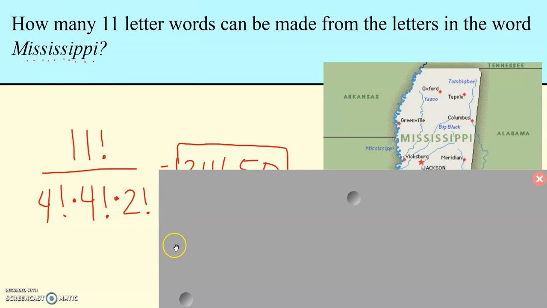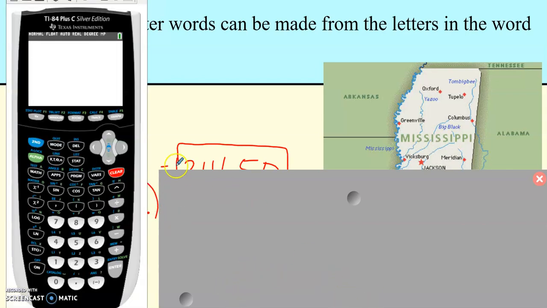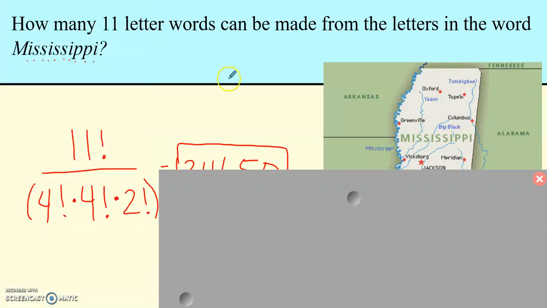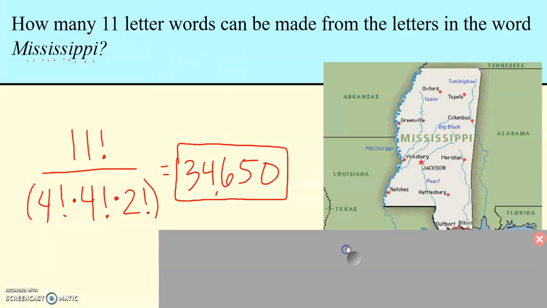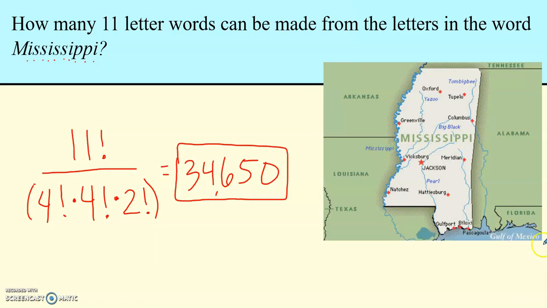Okay, and when you type this into your calculator, be careful. You should put the entire denominator in parentheses, and just a reminder where that factorial button is. It's under Math, and then Probability. And then you can see that's what we did the last lesson, nPr and nCr. Here's option 4 is where you find that factorial operation on your calculator. You can type that all in and you get 34,650 different words that can be made of these 11 letters.